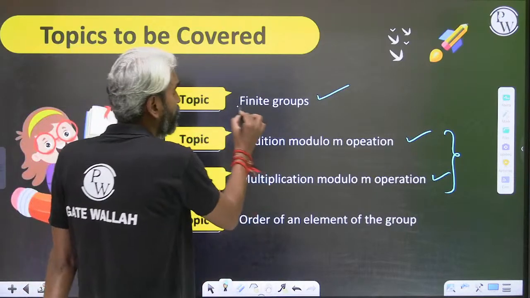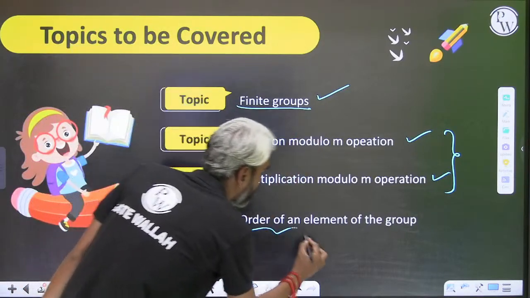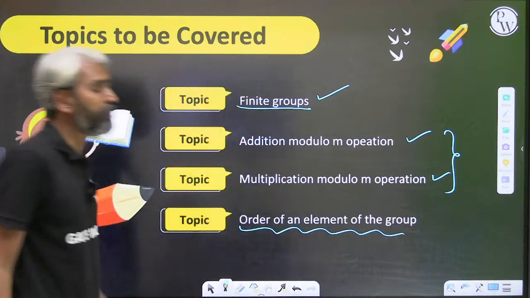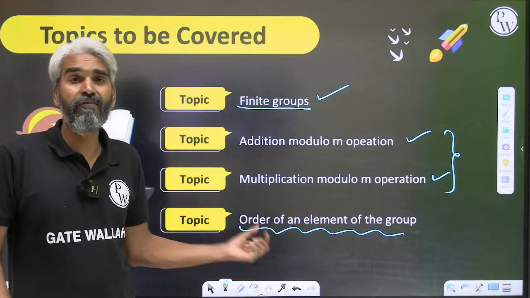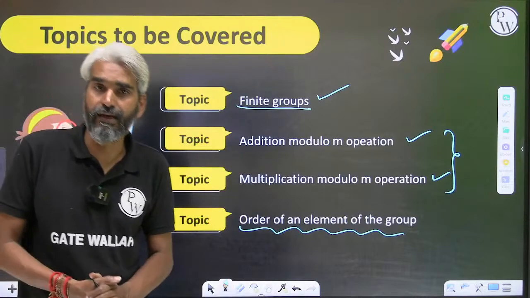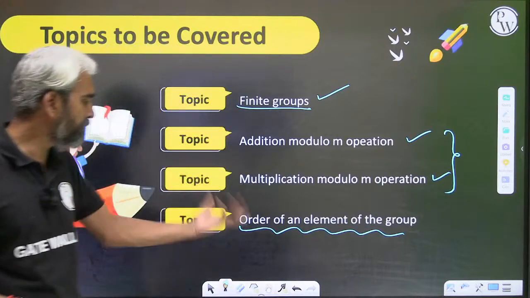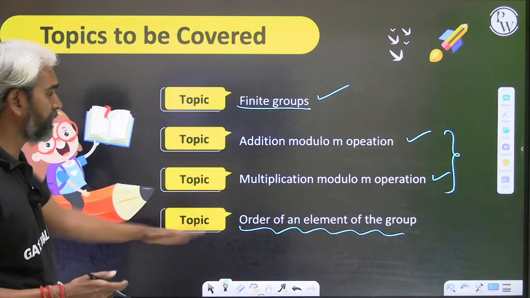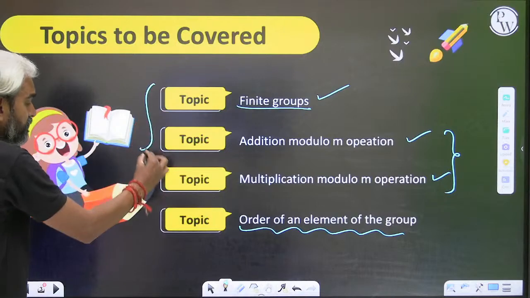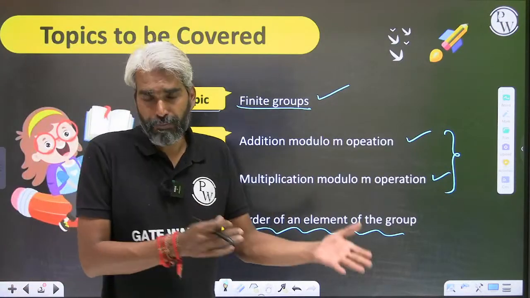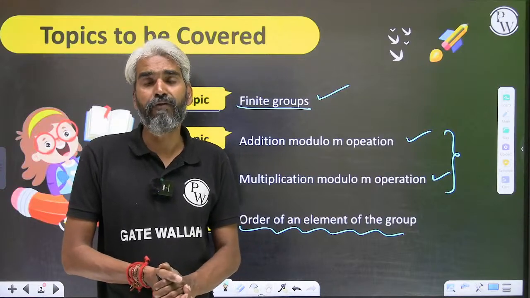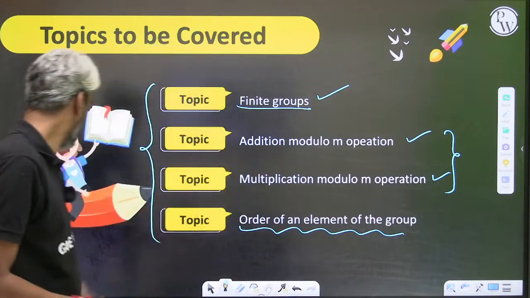Apart from that, for a finite group, we will try to understand what is the order of an element of the group. So in a group, if we have an element A, what is the order of that element? That's what we'll try to understand. What do we mean by the order of an element? Anyway, as of now, all these terms may look unfamiliar, but as we proceed, you will understand the meaning of each and every term in proper detail.